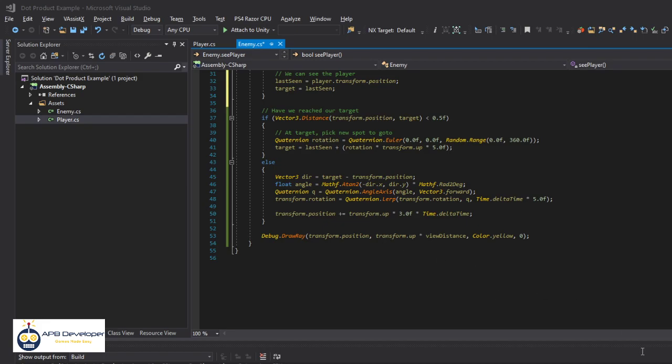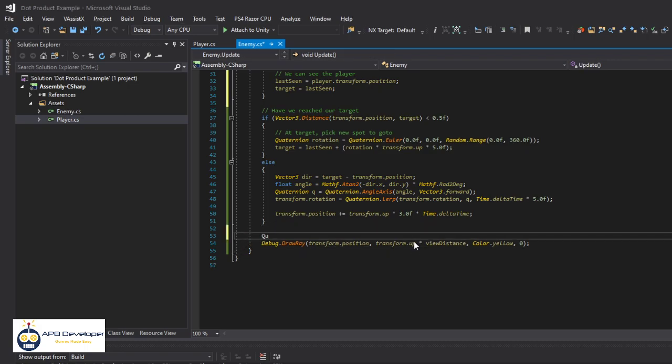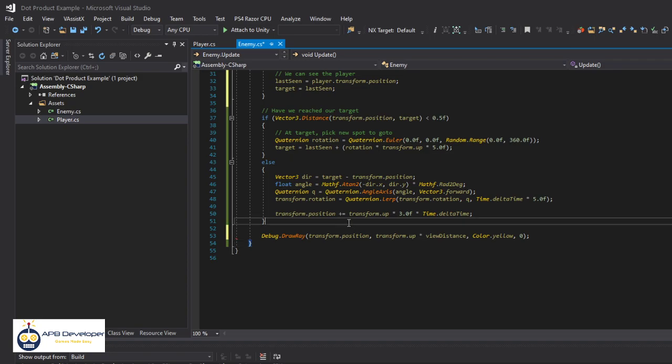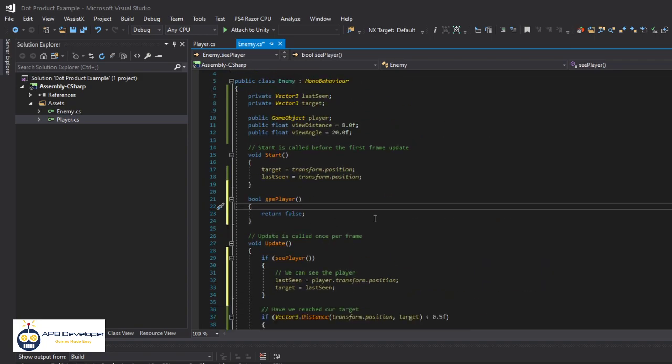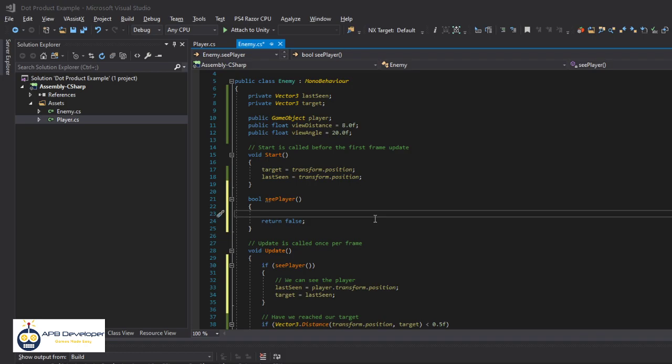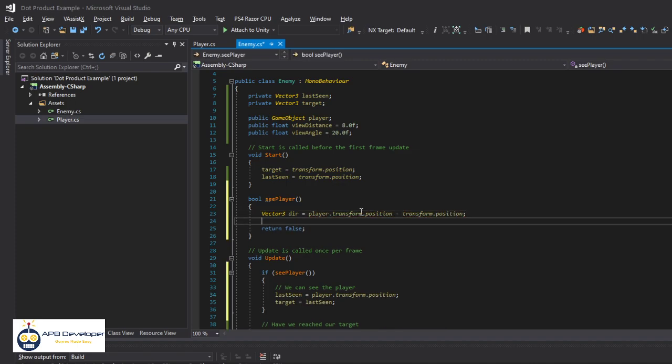One thing else we can do with debug ray down here is, because we'll see, well, let's do it without the view frustum to begin with. So we just want to say for seeing the player, again, we need the vector between us, so we'll just do Vector3 is equal to the player.transform.position minus our transform position. So that's the vector, basically the magnitude and the direction between us.